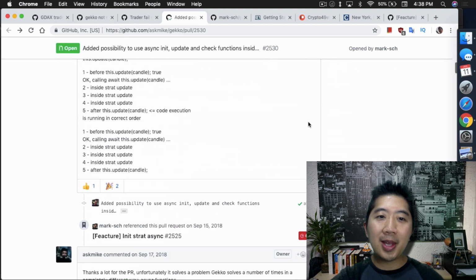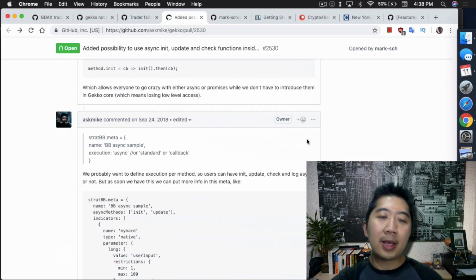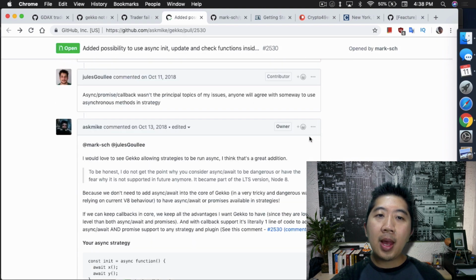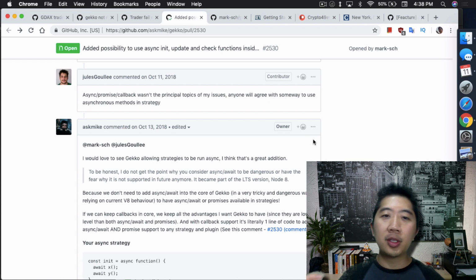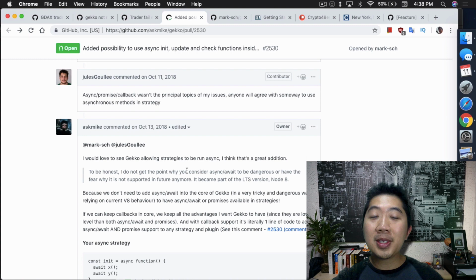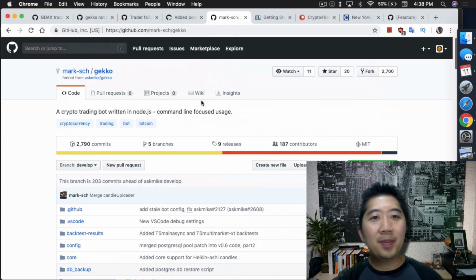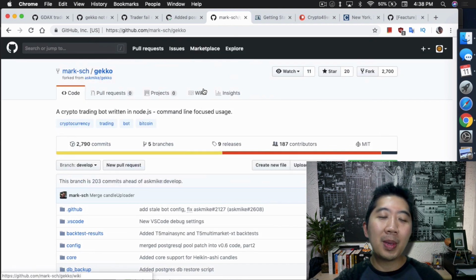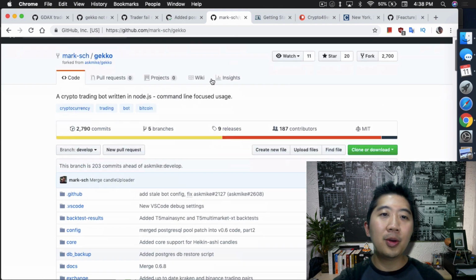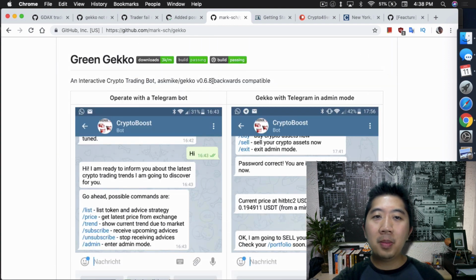So he has a bunch of these things in. But it looks like, based on what I see here, Axmike didn't quite agree with some of the ideas that Mock-SCH wanted to put into Gekko. So since Gekko is open source software, Mock-SCH built his own version of Gekko. He basically forked Axmike's version of Gekko, and he built his own version called Green Gekko.